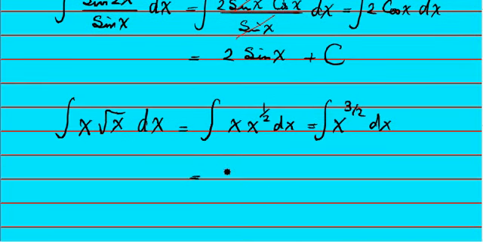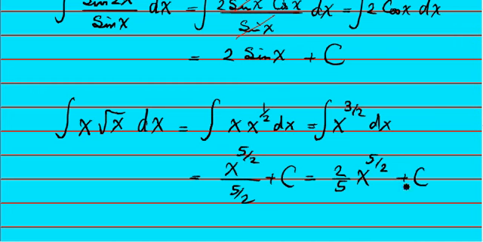That is going to be, we learned, increase the exponent, divide by the new exponent, and add a constant. So 2/5 of x to the power of 5/2 plus a constant. If you don't like the look of this type of powers, 2/5 of x to the power of 5/2, I can extract x squared out of it. This is 2 plus a half. That's a 2 and that's a half, plus a constant.